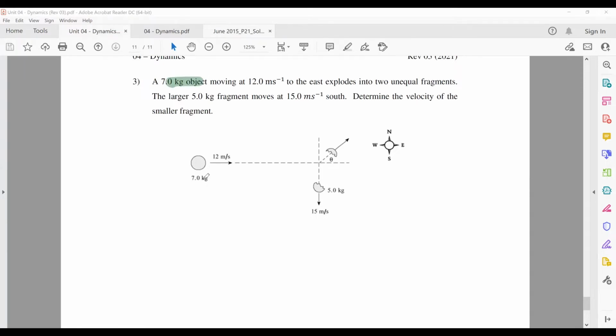So you have a 7 kg object moving at 12 meters per second towards the east, and then it explodes into 2 unequal fragments. This fragment and this fragment. The larger 5 kg will go towards the south at 15 meters per second. Find out the velocity of the smaller fragment, which is actually this one. Okay. Now, since this one you know is 5 kg, the other remaining one ought to be 2 kg because the original is 7 kg. Okay, so this one we just solve this one first.